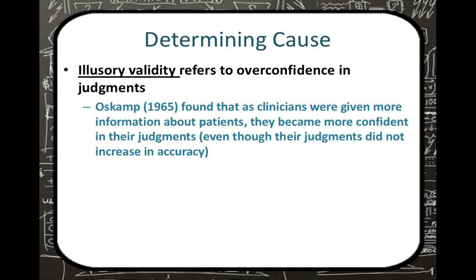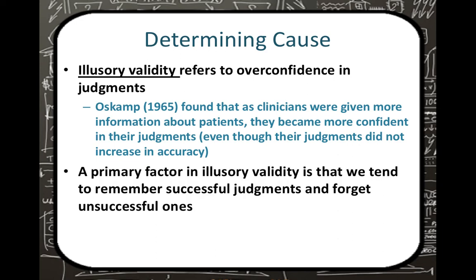So why do people place confidence in fallible judgments? There are several reasons why this happens. A primary factor is the selective nature of our memory, right? We tend to remember successful judgments and forget unsuccessful ones. We tend to remember when we're right and forget when we're wrong. Therefore, we get really confident in our ability to make good judgments because we only remember the good judgments that we made. Okay? So this is what leads to this idea of illusory validity.